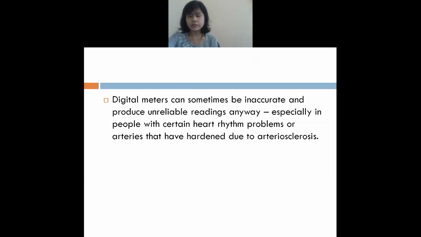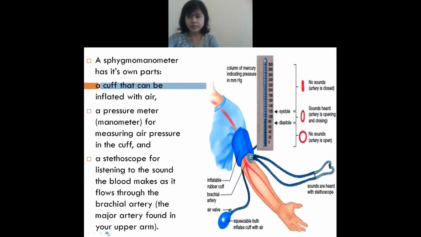But sometimes this digital measurement is not always accurate. It is not always proper, especially for a person who has a heart problem, maybe due to atherosclerosis. Atherosclerosis is a heart problem. So mostly in those patients you won't get the exact blood pressure. It might change, it might fluctuate also.